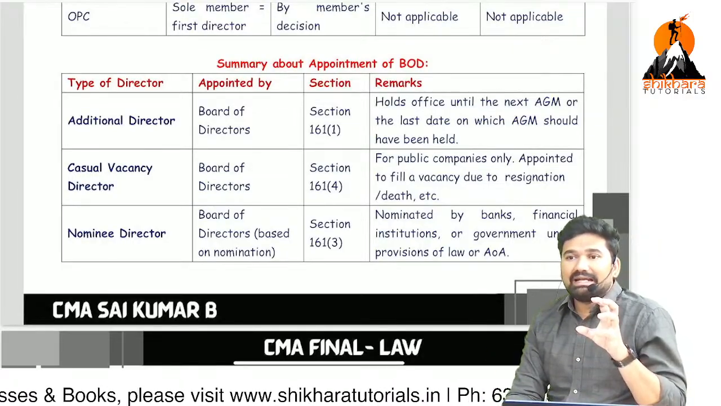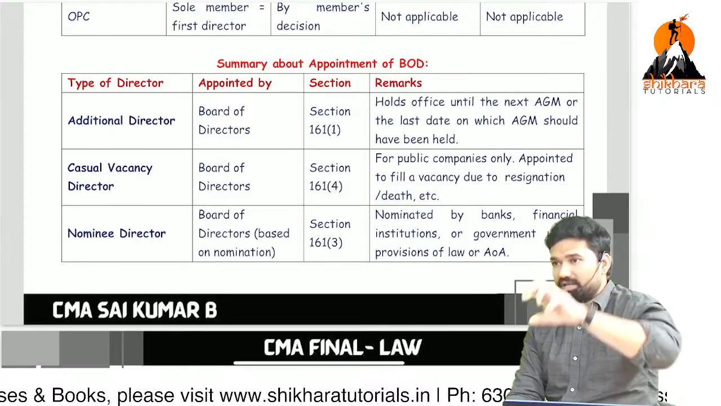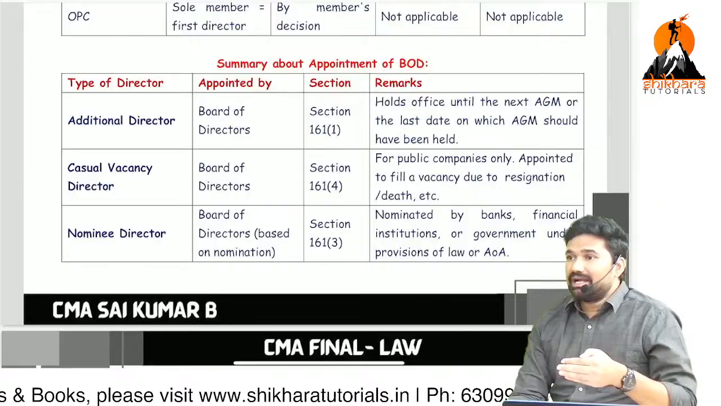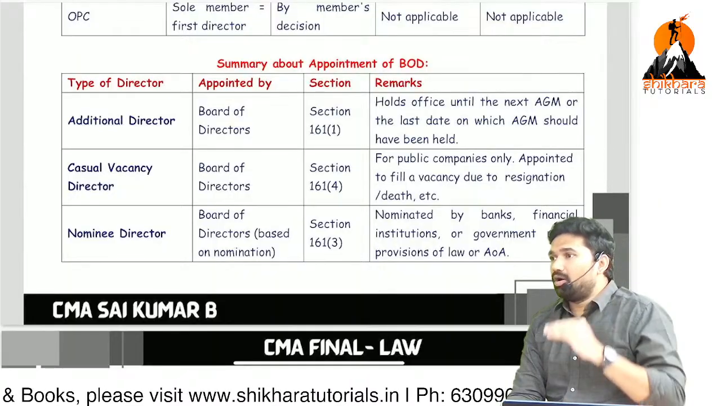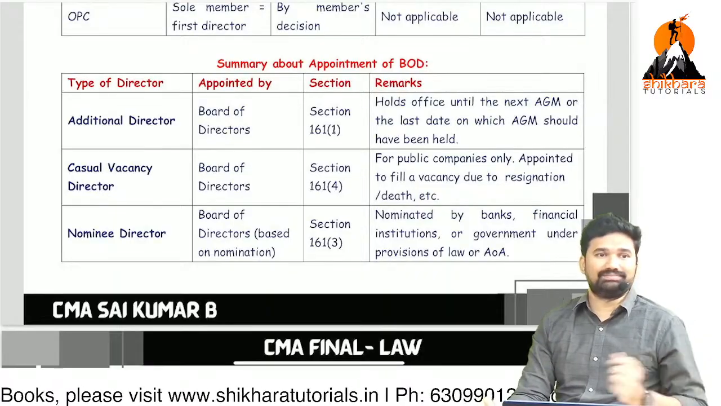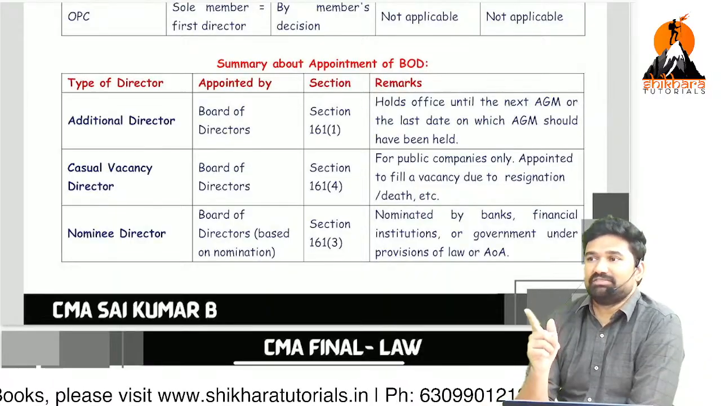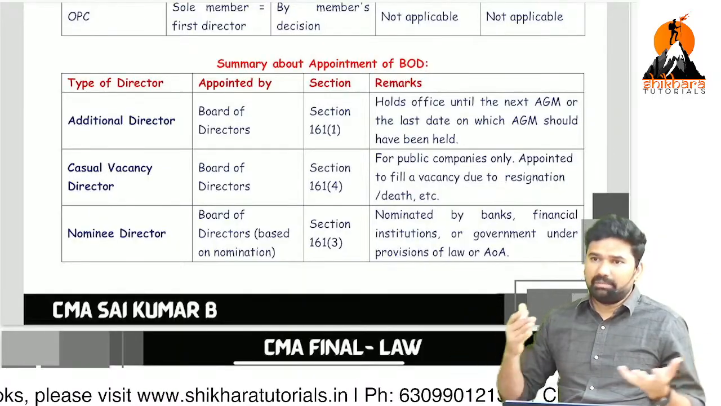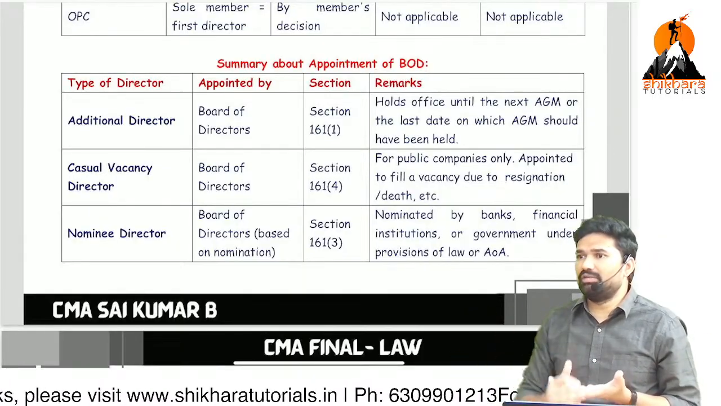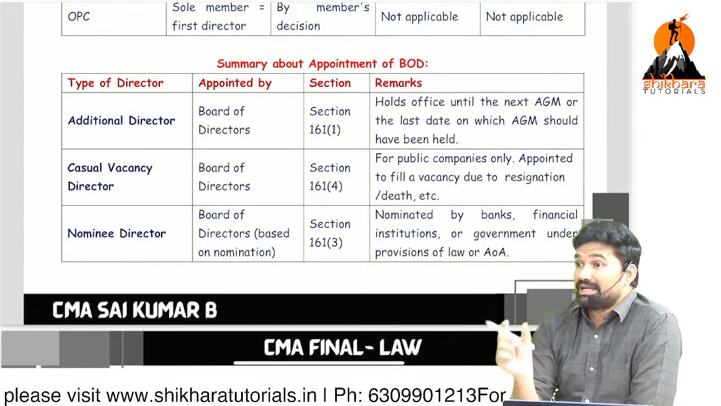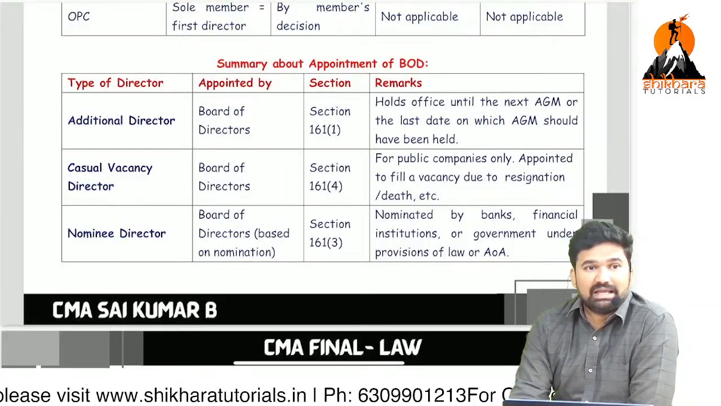If a director has been appointed by shareholders, and that director is going to vacate the office even before the expiry of his tenure, that kind of vacancy will be called a casual vacancy. The reason might be anything: resignation, death, disqualification, whatever it may be. So this kind of vacancy will be called a casual vacancy.